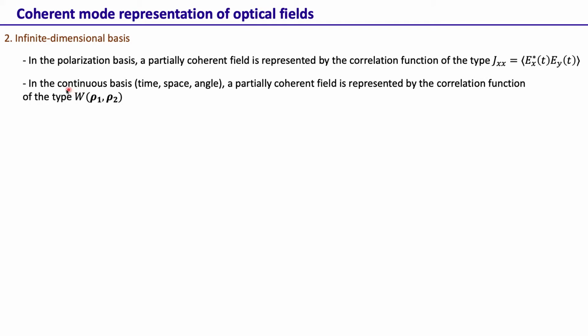So the point is that if it's a perfectly coherent field, then we represent it as an electric field. But if it's a partially coherent field, then we have to go to the correlation function, which is the product of the fields, in which one is complex conjugated, and that product we ensemble average. So it's the same quantity here.